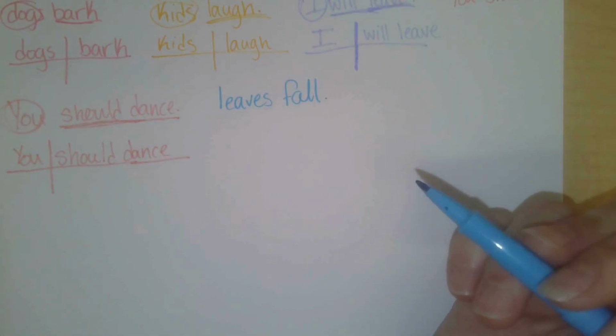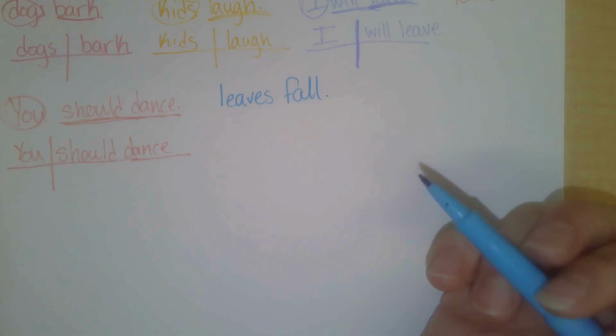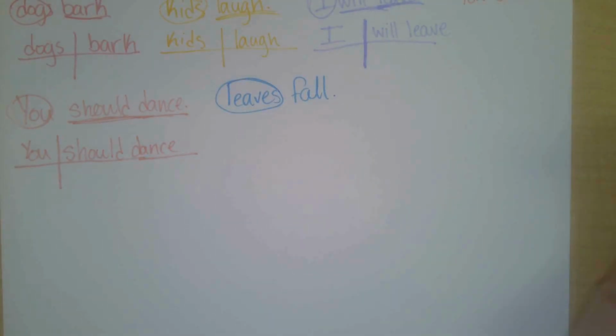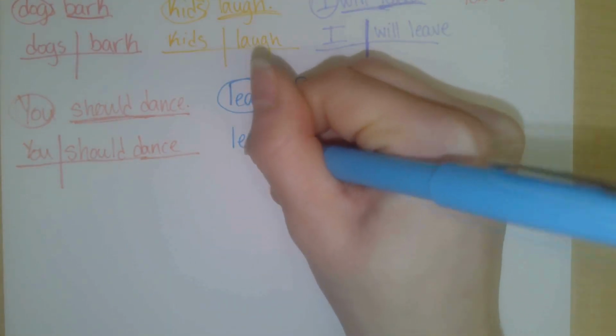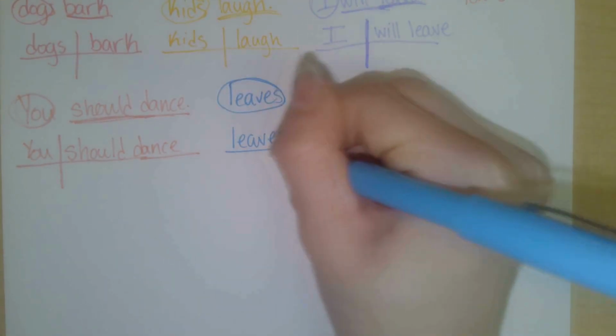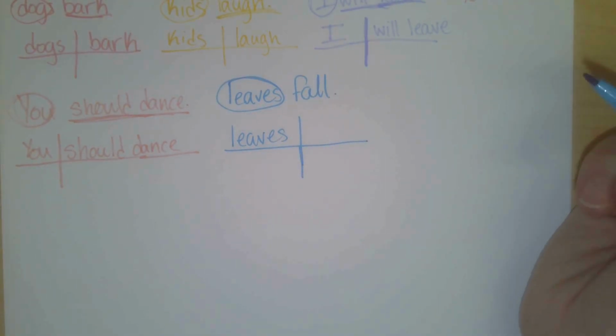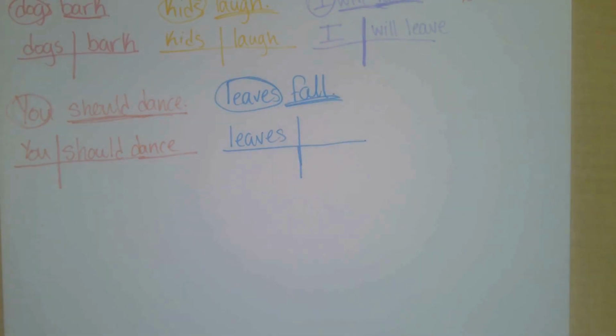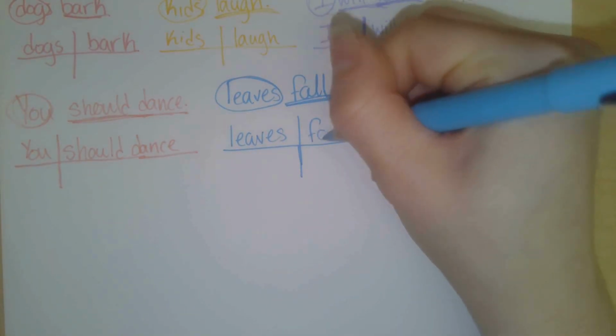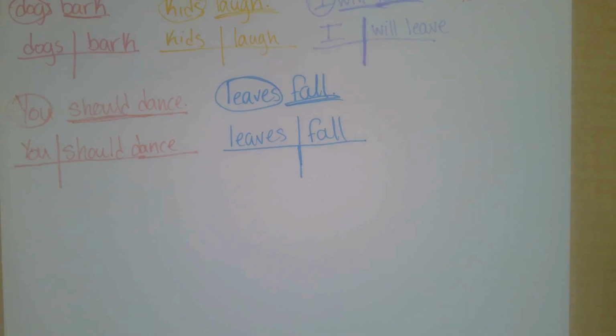Starting out with our subject. What is doing something? The leaves. The leaves are doing something. Draw a horizontal line, vertical line. Then what are the leaves doing? They are falling. So fall is our verb. Leaves fall.